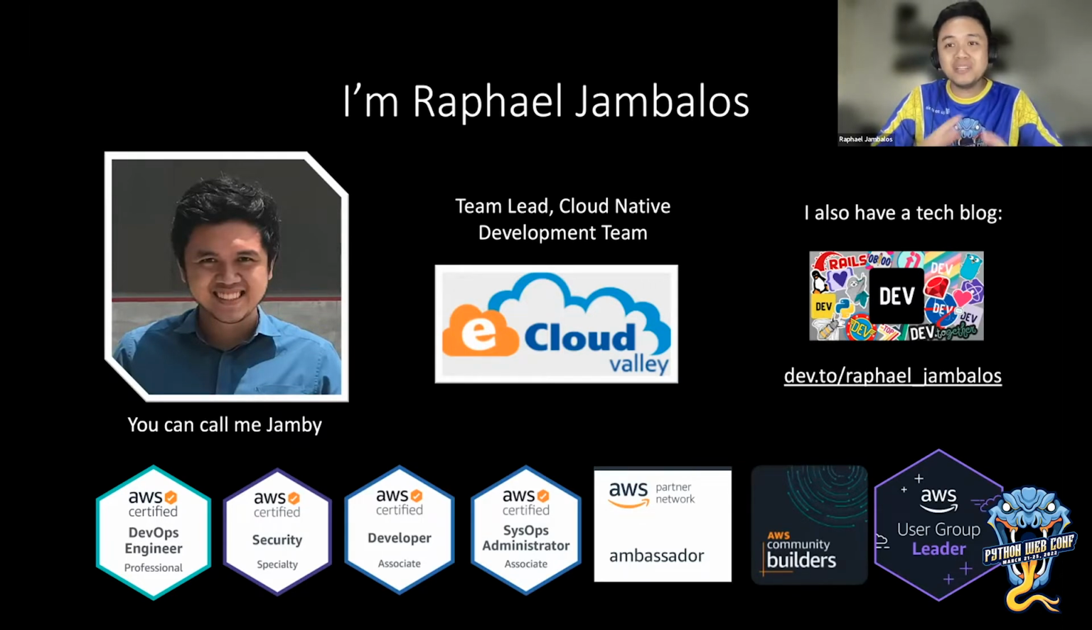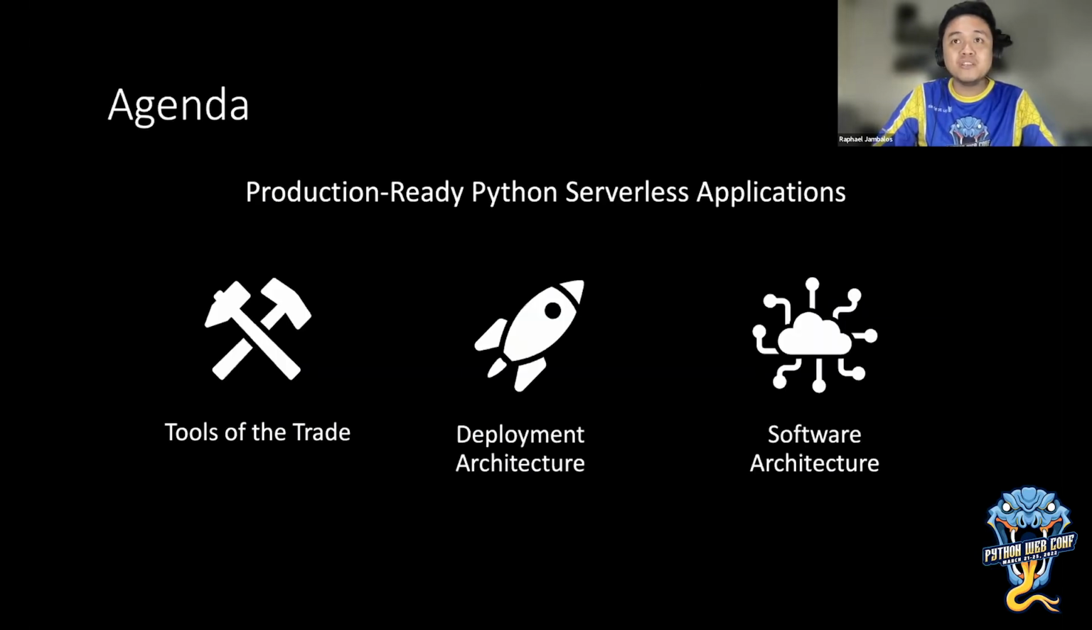All right, so without further ado, let's get started. Our objective for today is helping you have production-ready Python serverless applications. And to do that, there's only 3 things you have to think about. First is tools. How do we maximize the use of AWS services to reduce the code we're going to write and reduce the services that we're going to maintain? Second is the deployment. We're going to discuss the different ways we can deploy code in AWS Lambda. And third is the software architecture, how we organize our Python code to fit the cloud native paradigm.